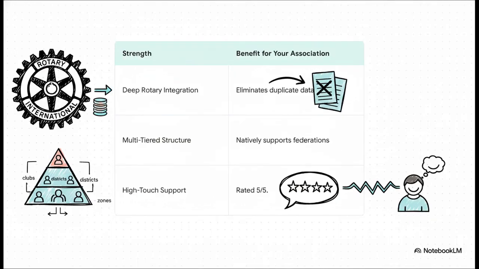Now, let's look at ClubRunner. Its strengths are all about deep specialization. I mean, that direct database sync with Rotary International, it's an absolute game changer for those clubs, basically wiping out duplicate data entry. Its whole structure is built to handle multi-tiered models, clubs, districts, zones, right out of the box. And maybe most importantly for its user base, the customer support is consistently rated 5 out of 5. That's a critical lifeline, especially for volunteer admins.